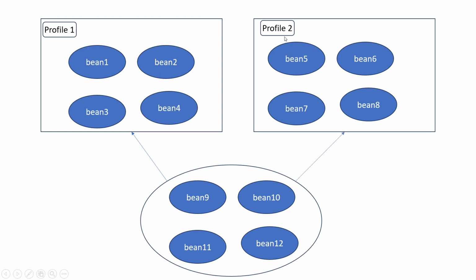So when I activate profile 2, let's say, these 4 beans won't be created. Only bean 5, bean 6, bean 7, bean 8, these 4 will be created. And what will happen next? These bean 9, bean 10, bean 11, bean 12 also get created. Why? Because these 4 beans are not associated to any profile, so these are common to all the profiles.